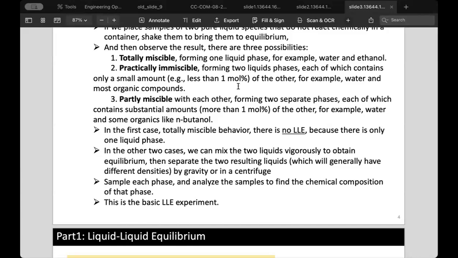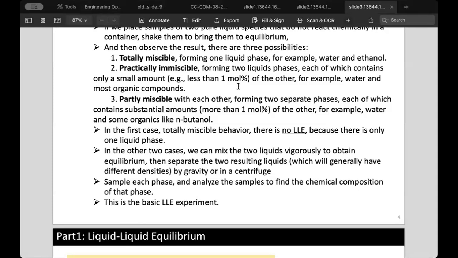Water and ethanol, we mix water and ethanol. What happens? They're totally miscible. So we don't have liquid-liquid equilibrium, right? It's nonsense to consider liquid-liquid equilibrium because we have only one liquid phase. They both form a single phase.